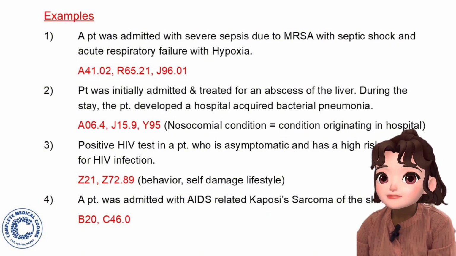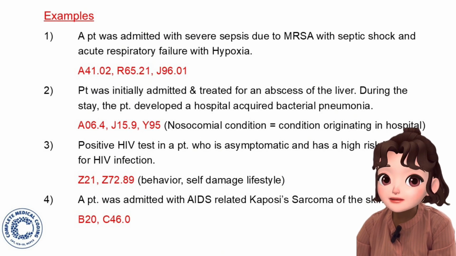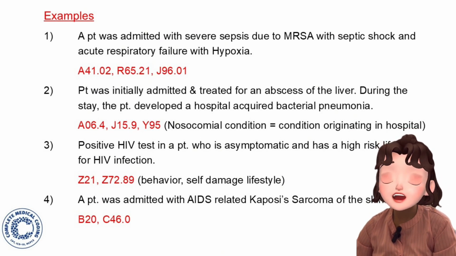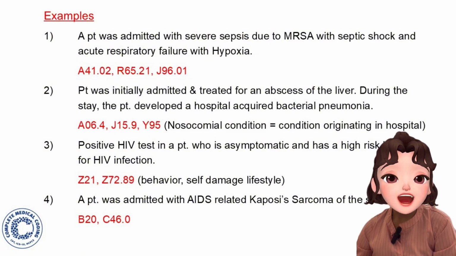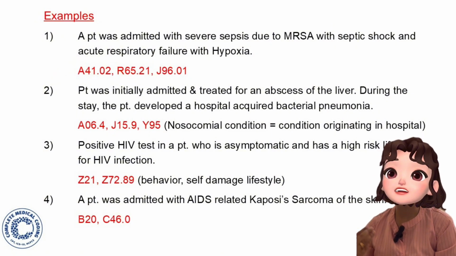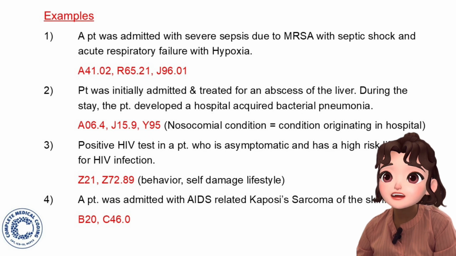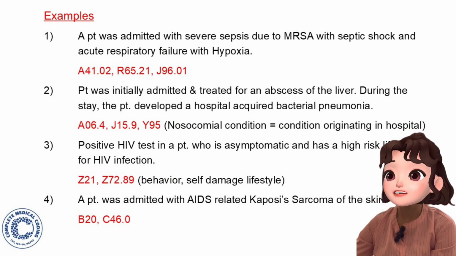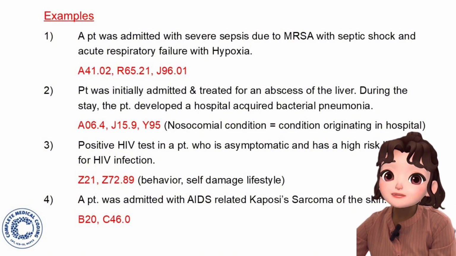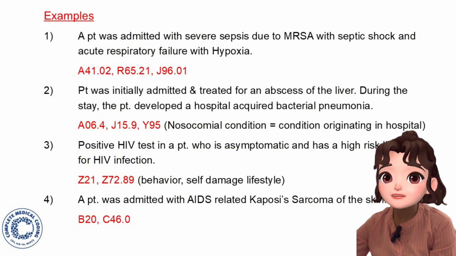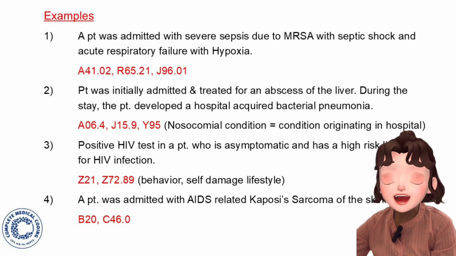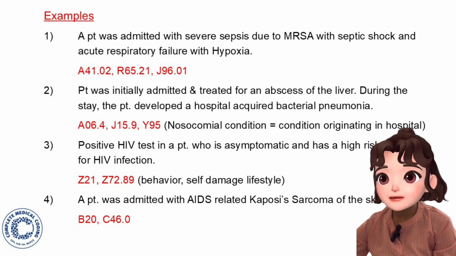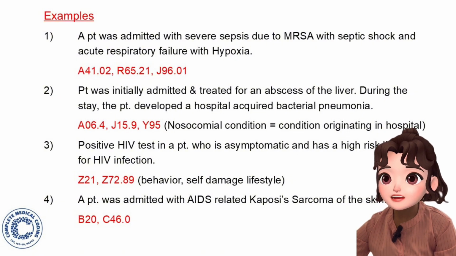Similarly, second question. Patient was initially admitted and treated for an abscess of the liver. And during the stay, the patient developed a hospital acquired bacterial pneumonia. So initially the patient is admitted for abscess of liver, and you have to code that condition first, right? A06.4, amoebic liver abscess. You have to code for the liver abscess.